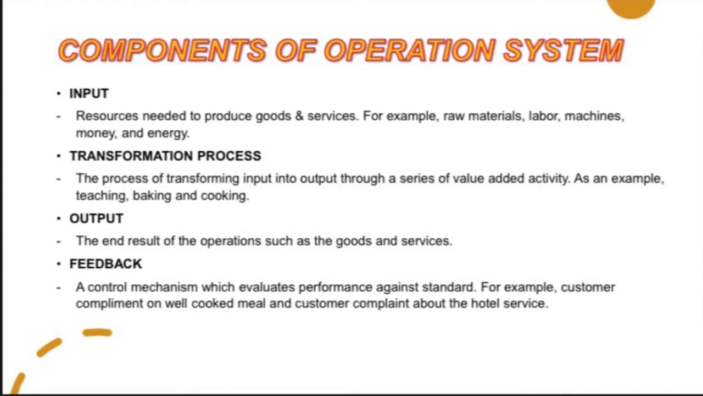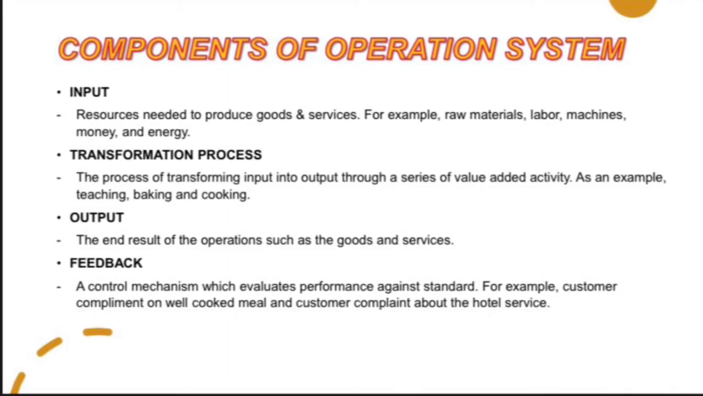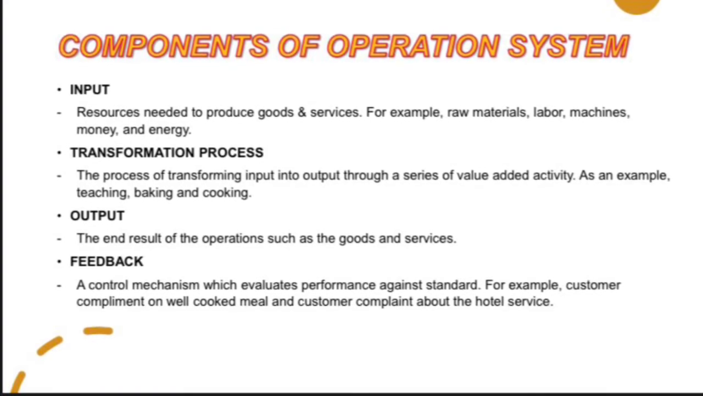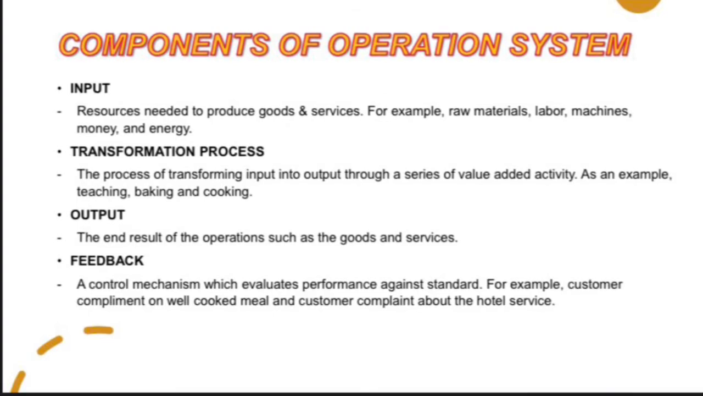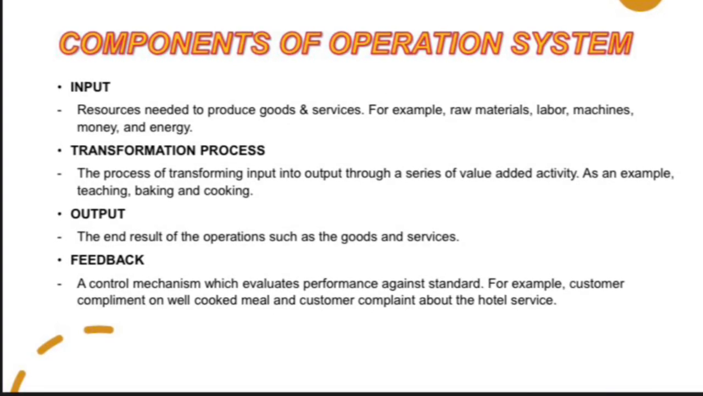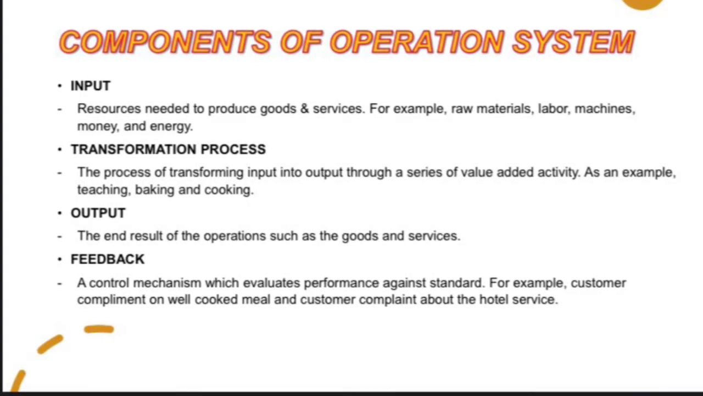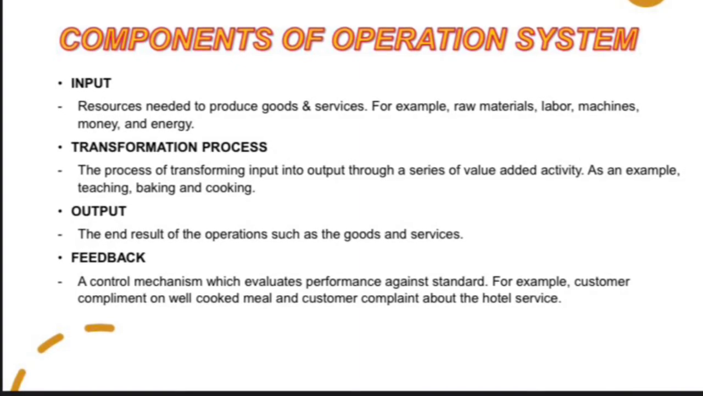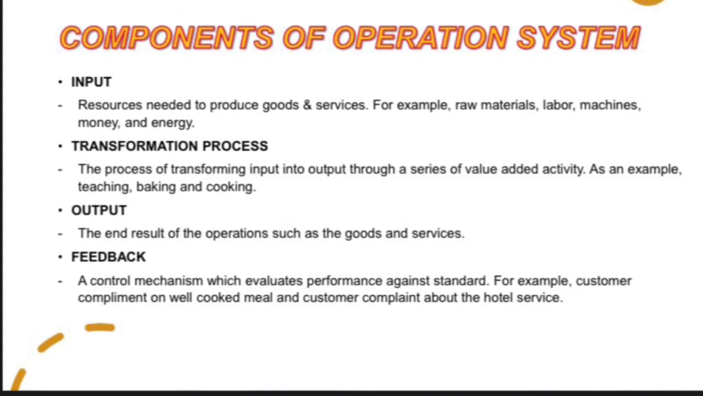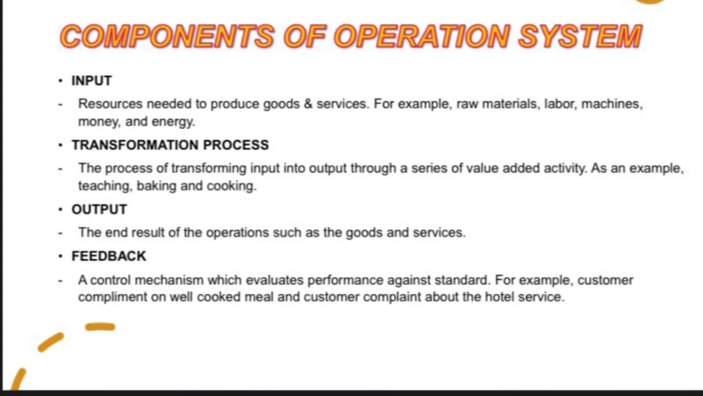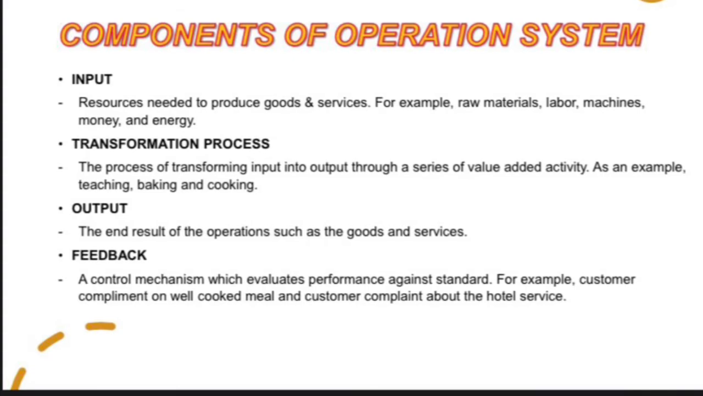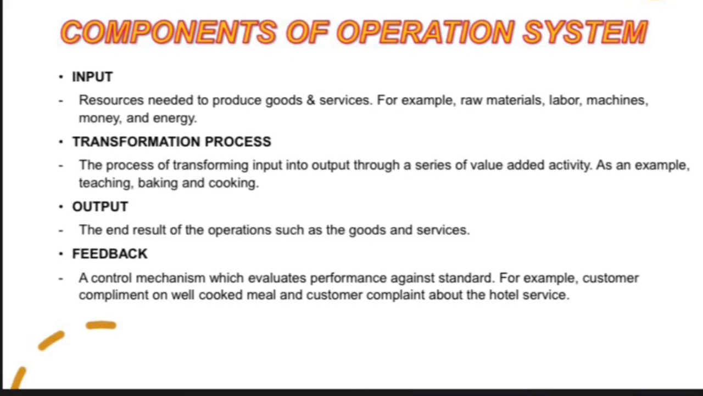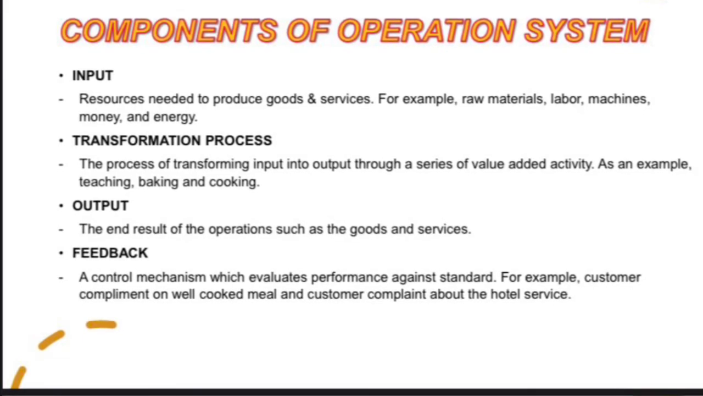Input is the resources needed to produce goods and services, for example, raw materials, labor, machines, money, and energy. Next, the transformation process: the process of transforming input into output through a series of value-added activities, as an example, teaching, baking, and cooking. Output is the end result of the operation, such as the goods and services. Last, feedback, a control mechanism which evaluates performance against standards. For example, customer compliments on a well-cooked meal and customer complaints about the hotel service.